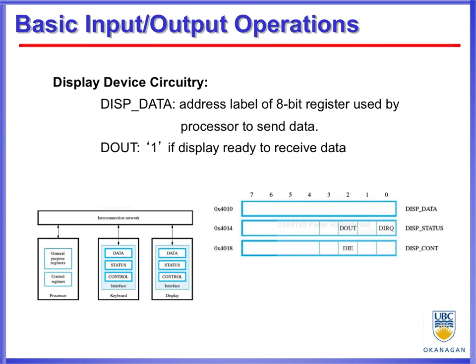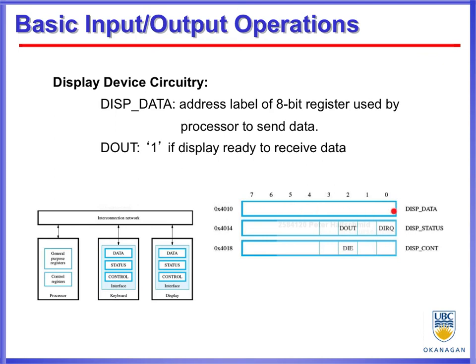Because remember, the CPU is running way faster. When your program runs, you can pile data into that display at light speed. The display can't handle it that fast, right? So the computer has to have a way of determining when the monitor is ready for the next data, okay? We can use a bit in the status register to indicate that.